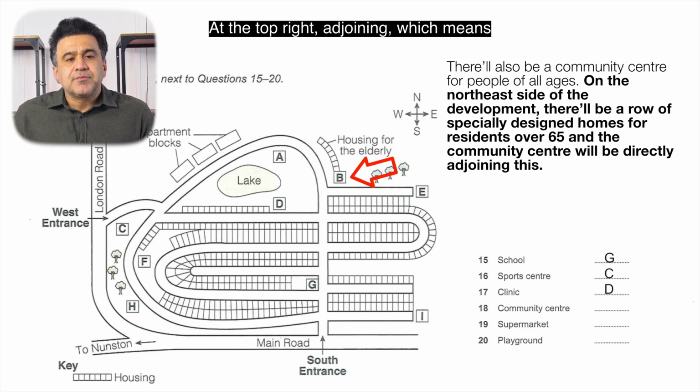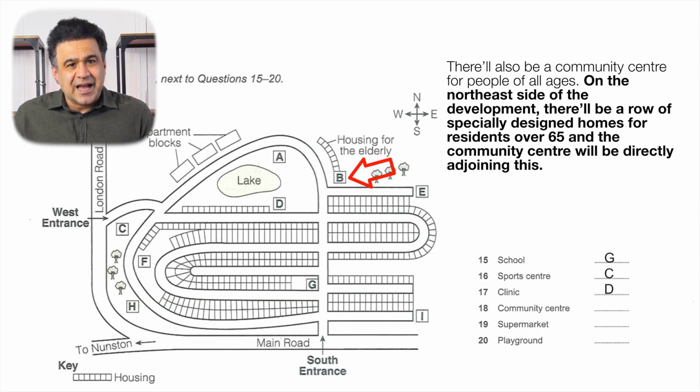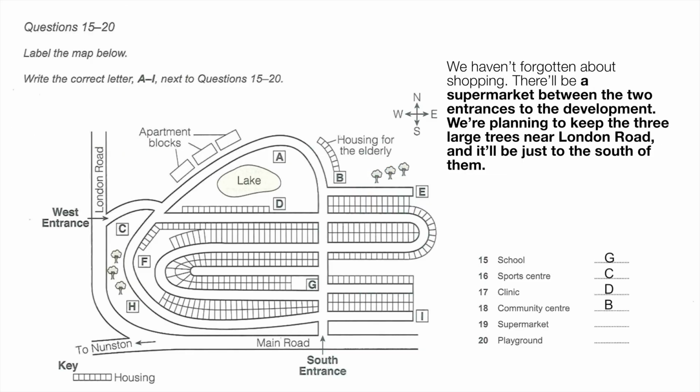At the top right, adjoining, which means attached to the elderly housing, you have the community centre, which is letter B.